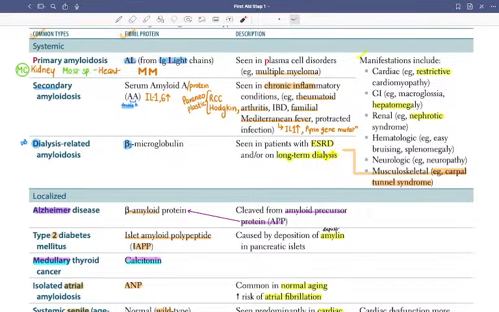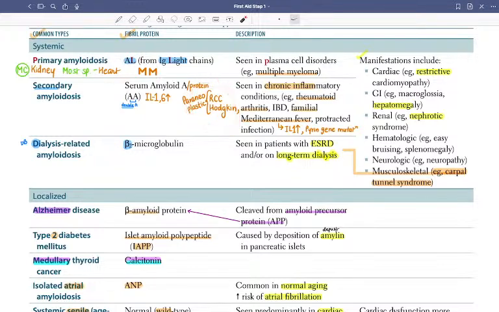Proteins in chronic inflammation: rheumatoid arthritis, IBD, familial Mediterranean fever, protracted infection. These are the examples. Interleukin 1 increases in familial Mediterranean fever, and there's also a pyrin gene mutation, because of that you have fever. Paraneoplastic syndrome like in RCC and Hodgkin's, that also.